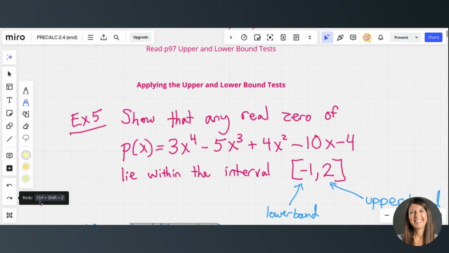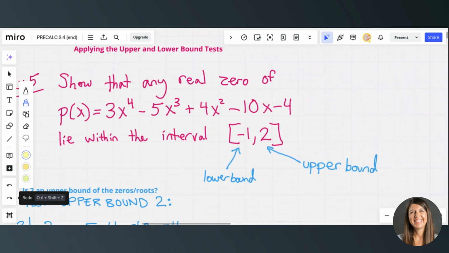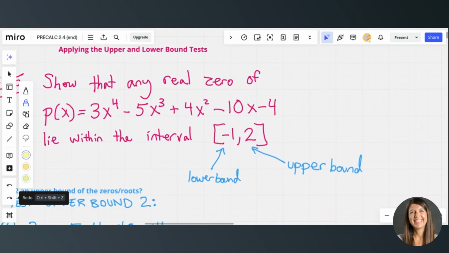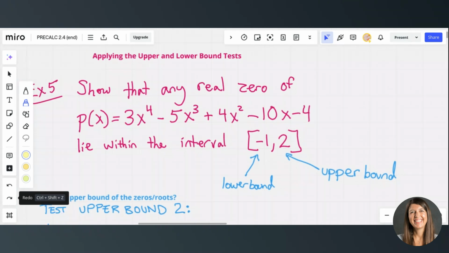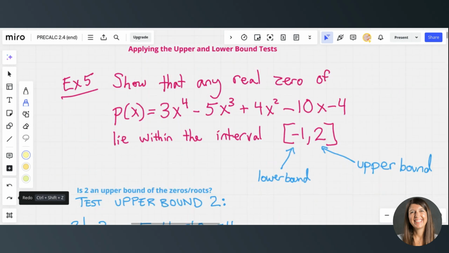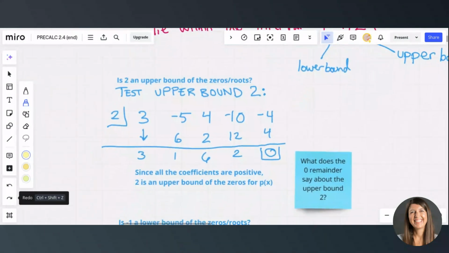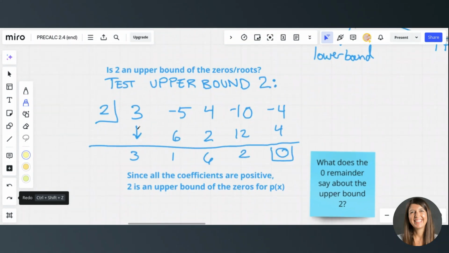So in this interval, we can see that -1 is the lower bound and 2 is the upper bound, okay? So that's our interval that we're looking in, and we want to apply these upper and lower bound tests to show that any real zero, that is a root of p of x, lies in this interval. So the first thing that we're going to do is test, is 2 an upper bound of the zeros or roots? So meaning, is there no zero that is greater than 2?